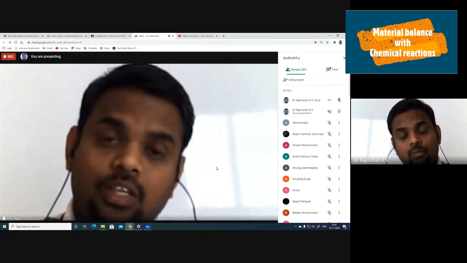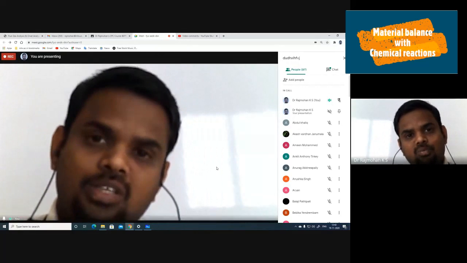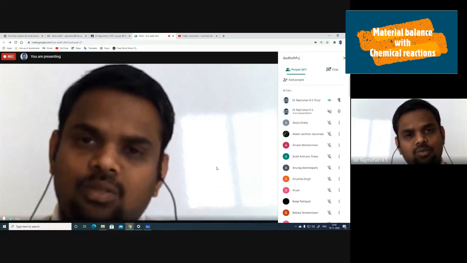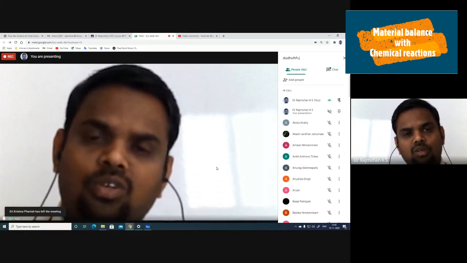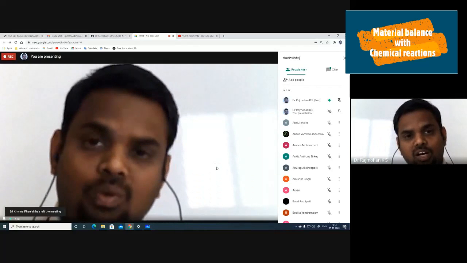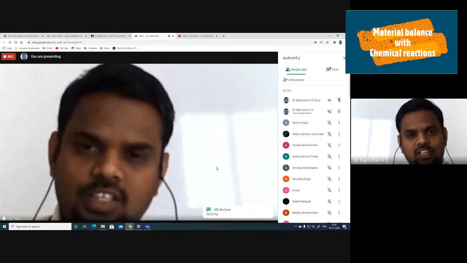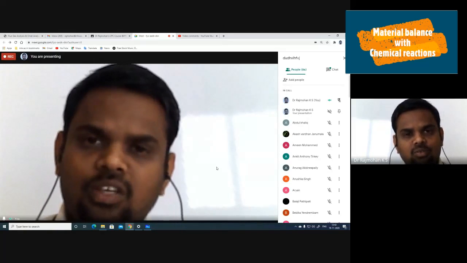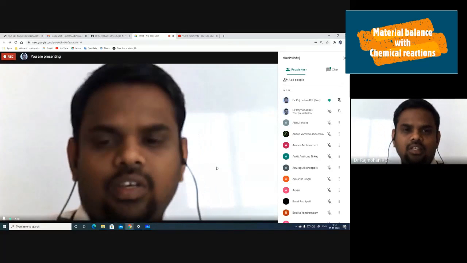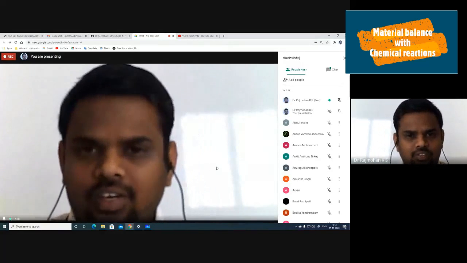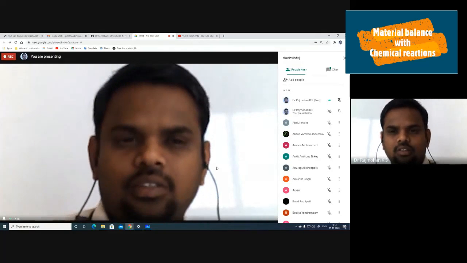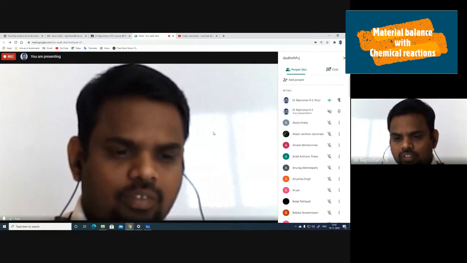The main thing to note is that in terms of moles, the total moles entering the system may not be equal to the total moles leaving. But with respect to mass, even though it is a reactive system, the total mass entering the system will be equal to the total mass leaving the system. That is what we verified in one of the numericals. I think we will stop this lecture here.